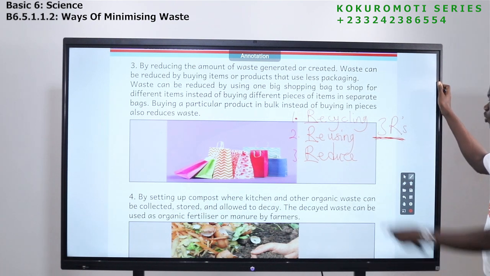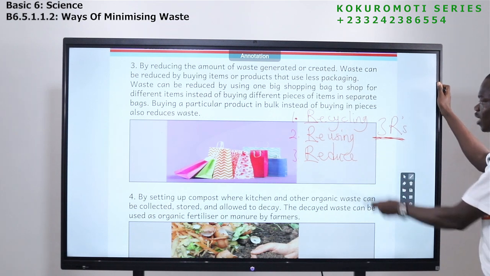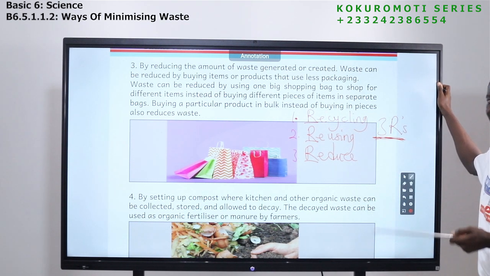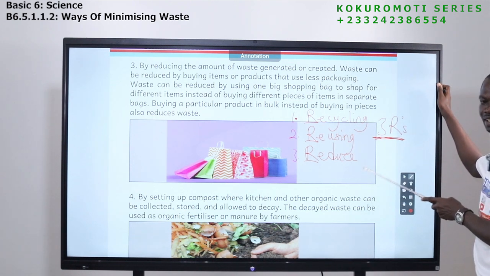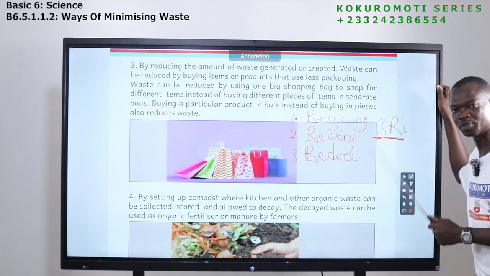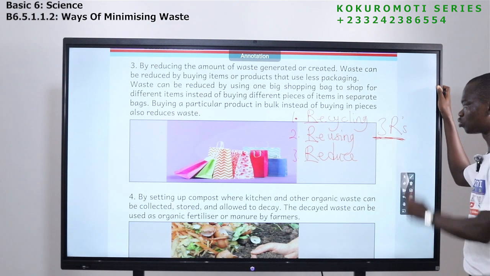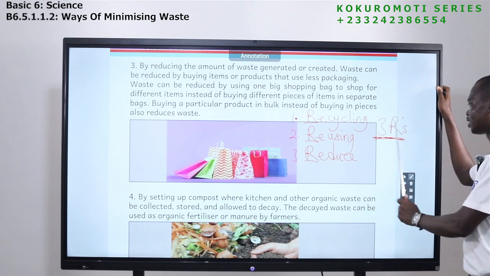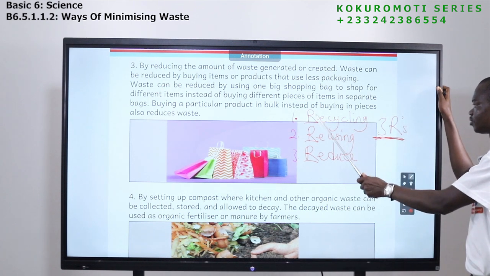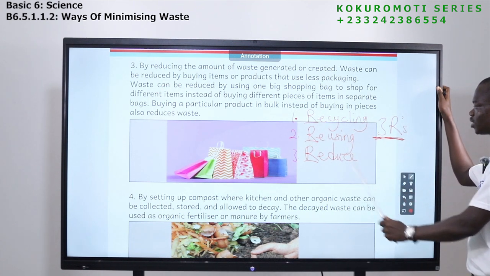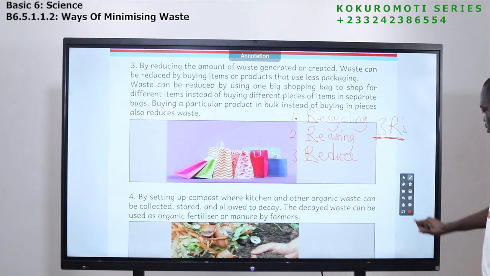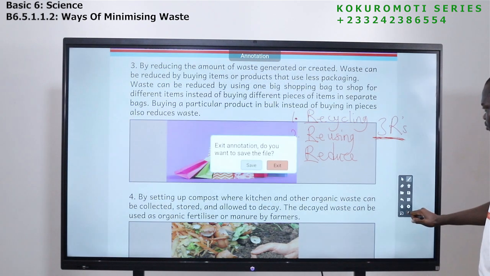Do you get it? So if you apply or if you follow any of these, it will minimize the waste that we generate. Okay, these are not the only ways. There are other ways that we can follow to minimize waste, but I want you to know these 3 things. We call them the 3 R's: recycling, reusing, reducing. So that is that. Let's continue.